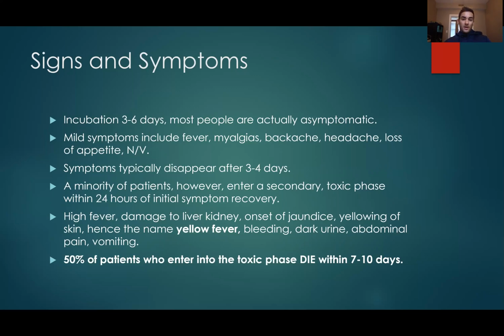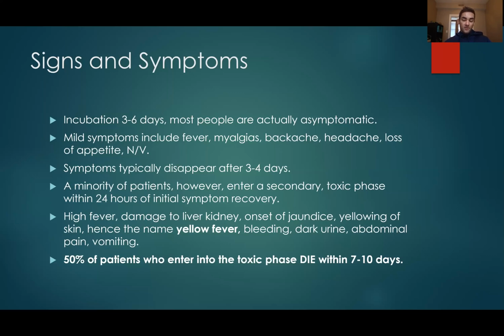Now, it is important to talk about the next potential secondary, or what's known as the toxic phase. A small minority of patients can actually enter this phase, and the toxic phase, as it's called, typically starts within 24 hours after the initial symptom recovery. That's important. This phase is characterized by a returning high fever, and then we see eventual end organ damage, specifically the kidneys and liver, and then the resulting jaundice or yellowing of the skin, hence the name yellow fever. We can also see bleeding from different orifices and internal bleeding, dark urine, abdominal pain with accompanied nausea and vomiting.